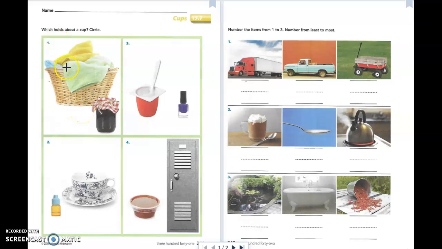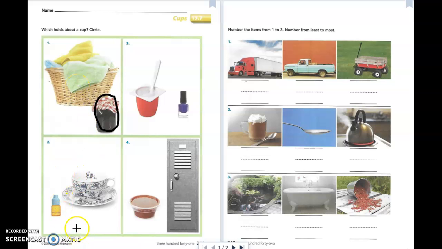Number one's pretty easy though. Do you think a cup is about the size of this laundry basket or about the size of this jar of jam? Well, clearly it's not going to be a laundry basket full. That would be way more than a cup. So let's circle the jam. Let's not be ridiculous. Nobody would use a cup that is the size of a laundry basket.